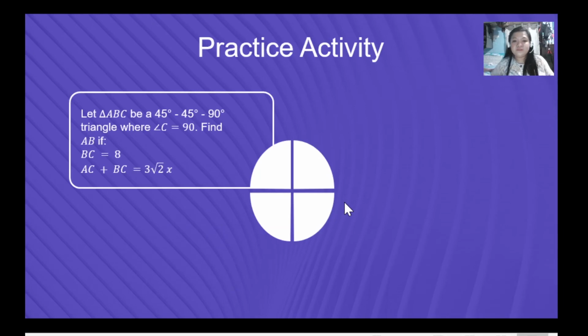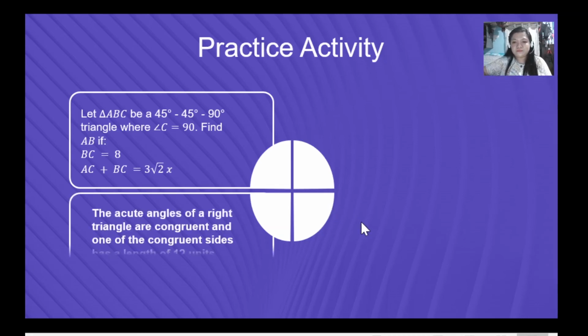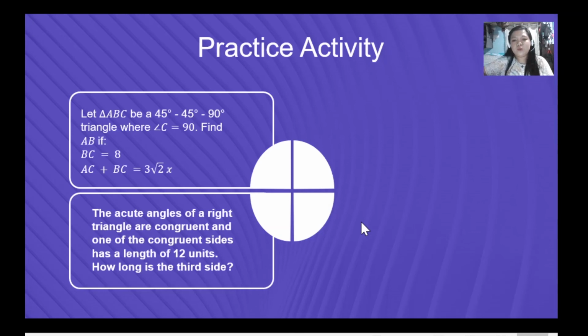First question. Let triangle ABC be a 45, 45, 90 triangle where angle C is 90 degrees. Find AB if BC equals 8 and AC plus BC is equal to 3 square root of 2 times x. Question number 2. The acute angles of a right triangle are congruent and one of the congruent sides has a length of 12 units. How long is the third side?